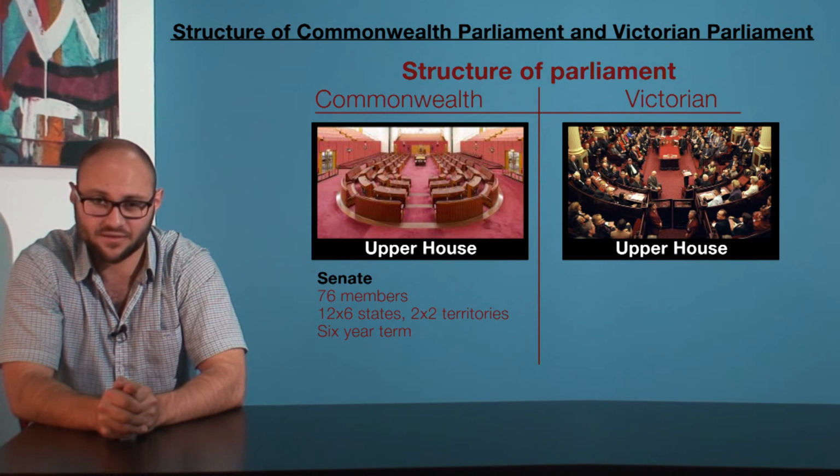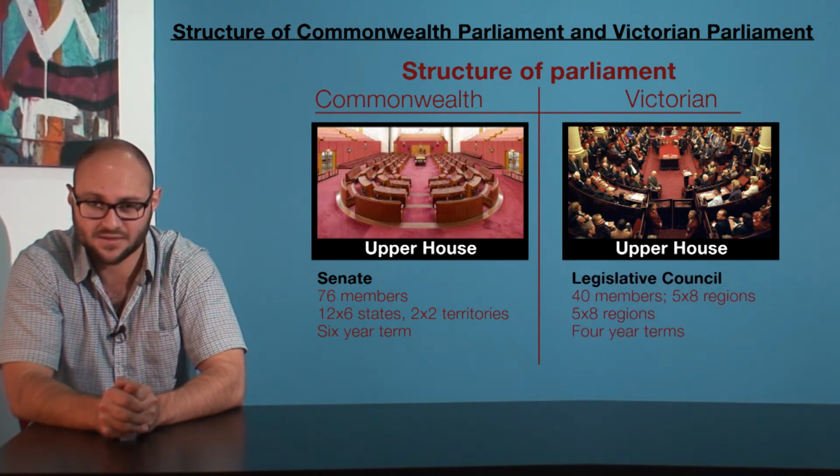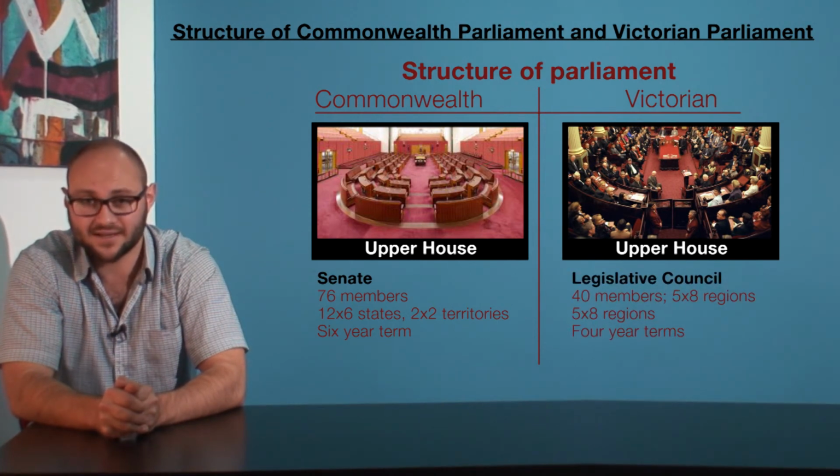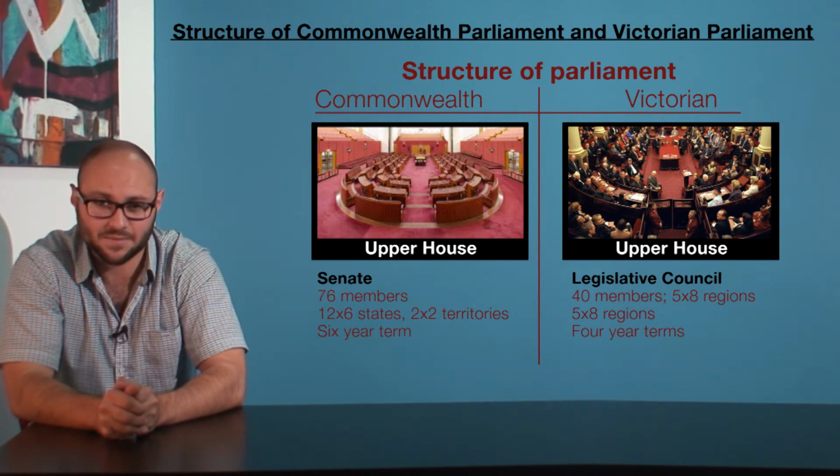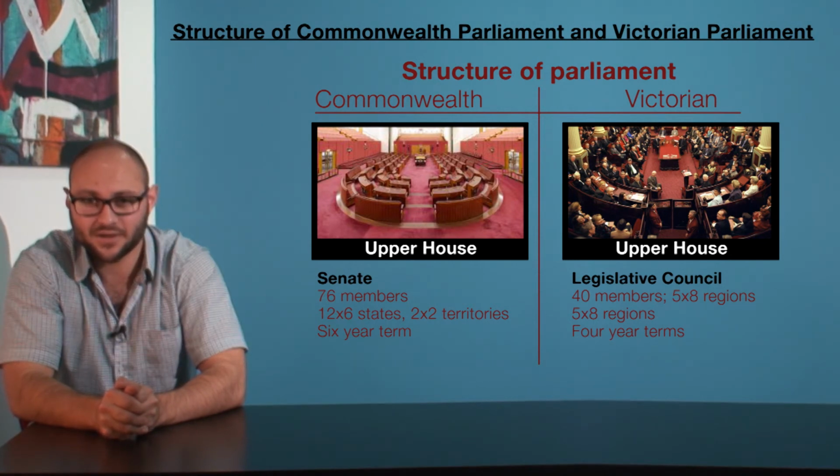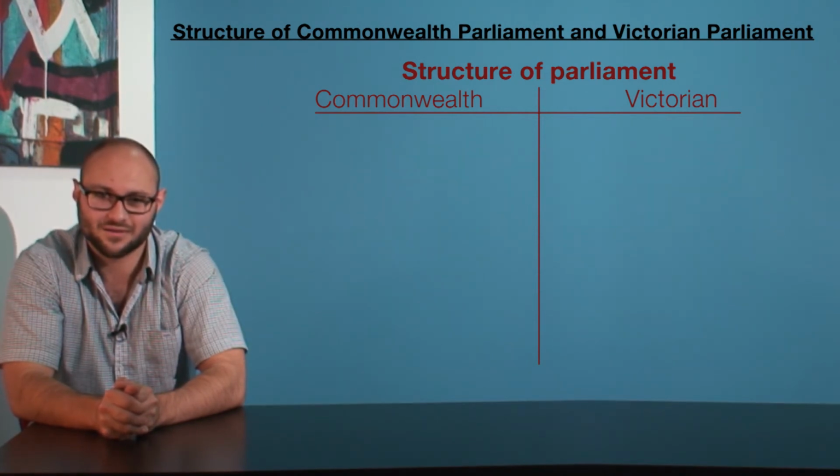At Victorian level, the upper house is called the Legislative Council. Victoria is divided into 8 regions, and we elect 5 people per region to make up the 40 Legislative Council members. Like the Legislative Assembly, these politicians are elected for 4 years.